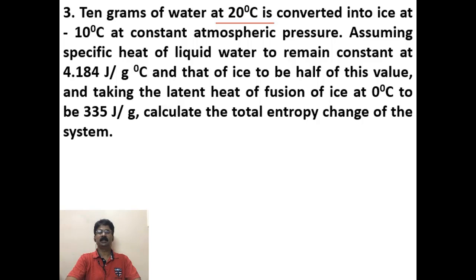Assuming the specific heat of liquid water remains constant at 4.184 joules per gram, or kilojoules per kg, both are the same, and that of ice to be half of this value, and taking the latent heat of fusion of ice at 0 degrees Celsius to be 335 joules per gram, or kilojoules per kg, calculate the total entropy change of the system. Very interesting.